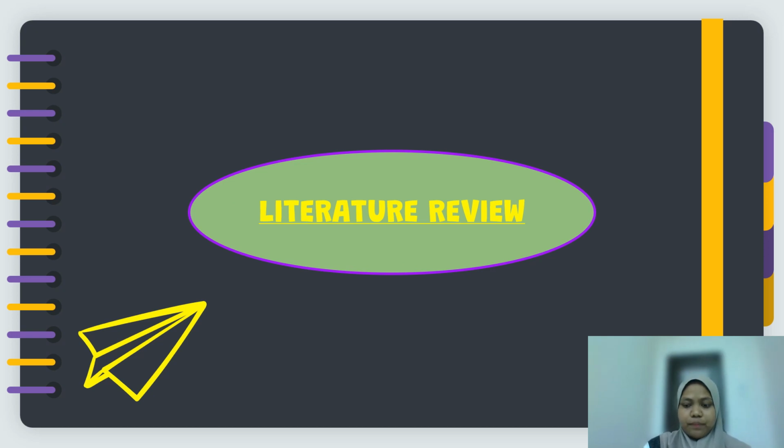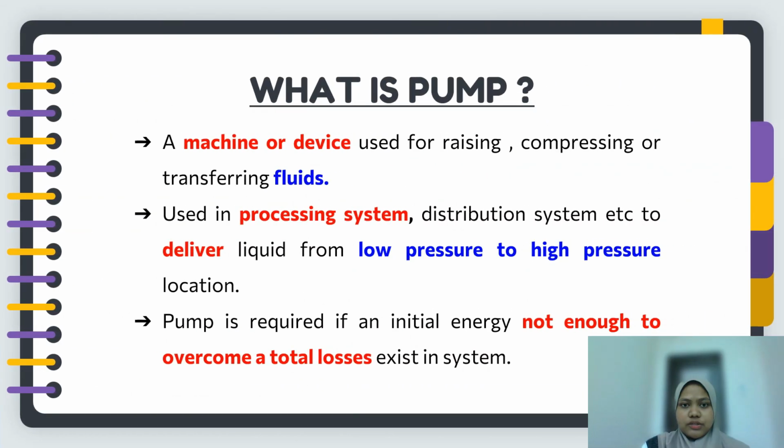Literature review. So, what is the meaning of pump? Pump is a machine or device used for raising, compressing, or transferring fluids. It is used in processing system, distribution system to deliver liquid from low pressure to high pressure location. This pump is required if an initial energy is not enough to overcome the total losses that exist in the system.